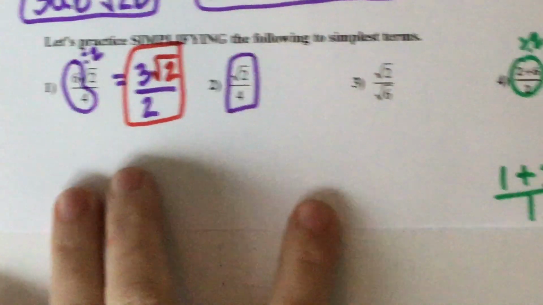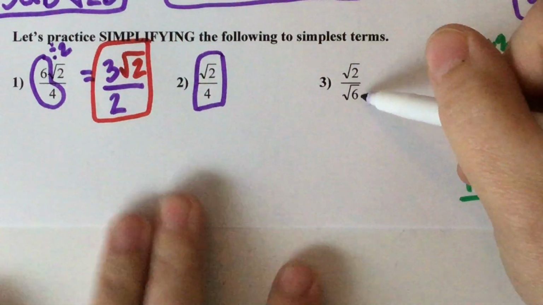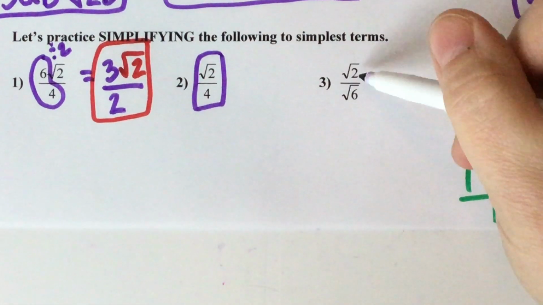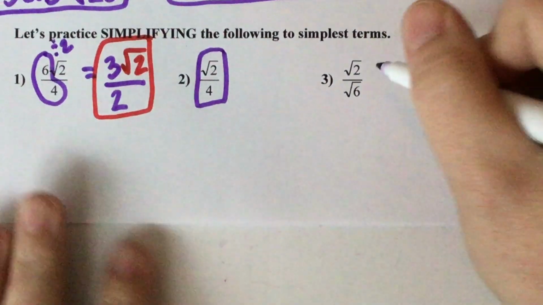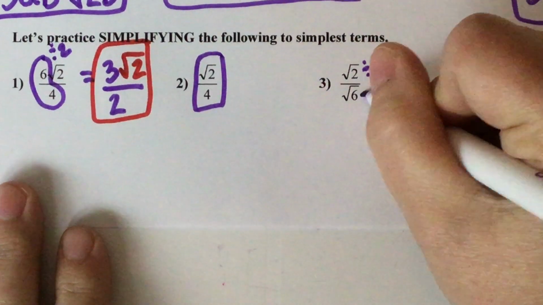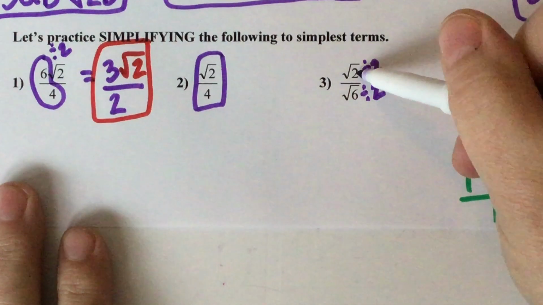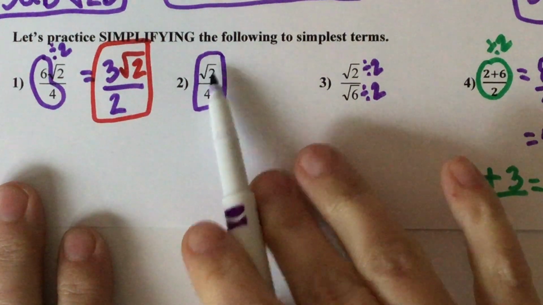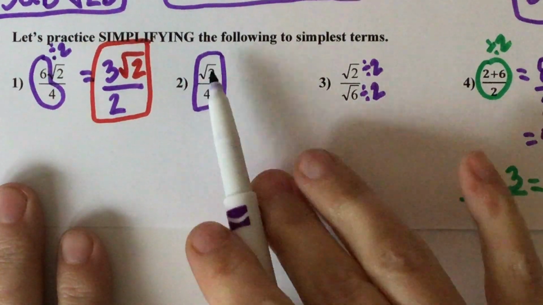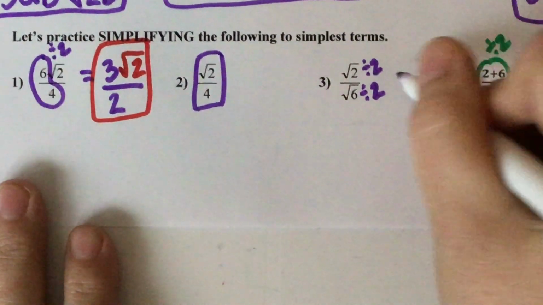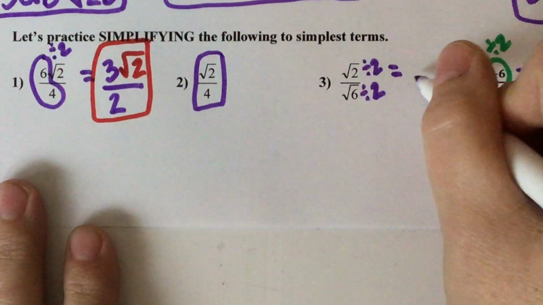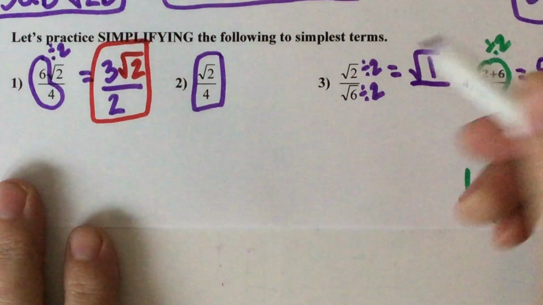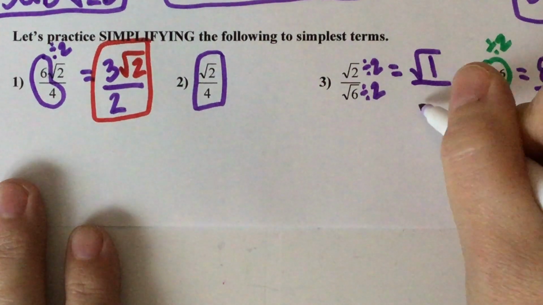Now looking at example 3. Since these are both under square roots, I can actually divide these or reduce them. So this time I can divide both of these by 2, but only because they're both under a square root. Over here, they weren't both under a square root, so that's why I did not divide them both by 2. So square root of 2 divided by 2 is square root of 1, and square root of 6 divided by 2 is square root of 3.